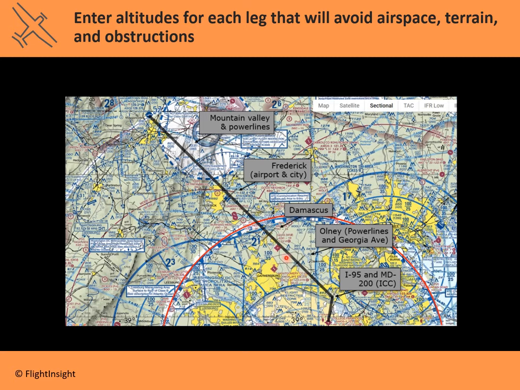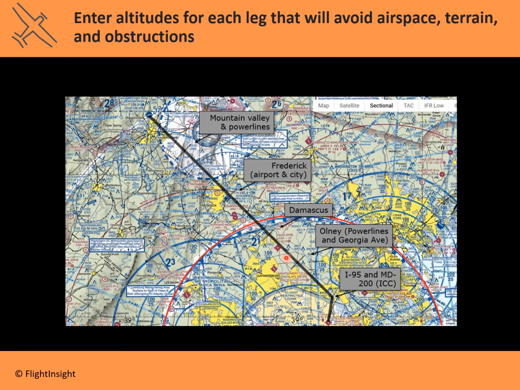So let's get those populated in. We've got the first altitude at 2,000, followed by 3,000, which is going to take us all the way to Damascus, and then once we leave there we'll be good to climb up to our final altitude of 4,500 feet. So there are the altitudes for the flight.